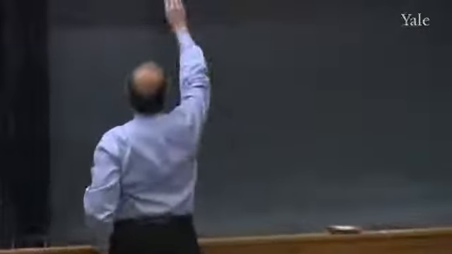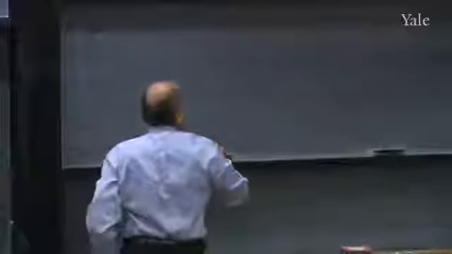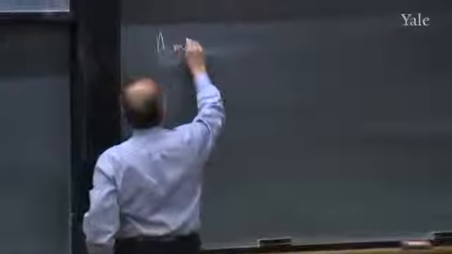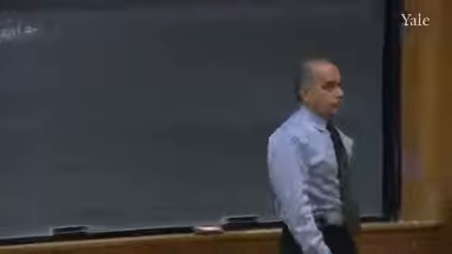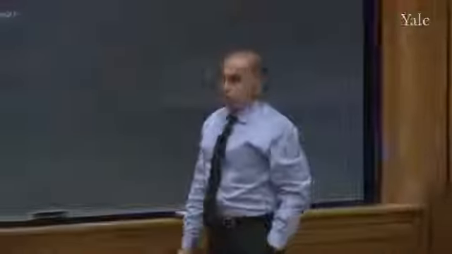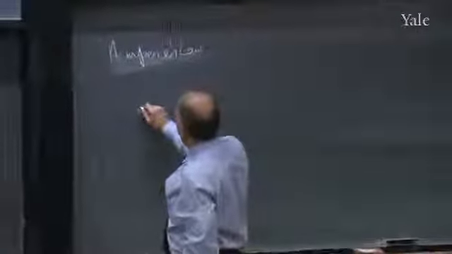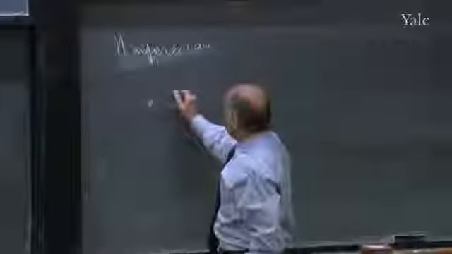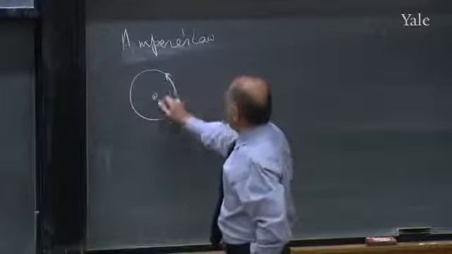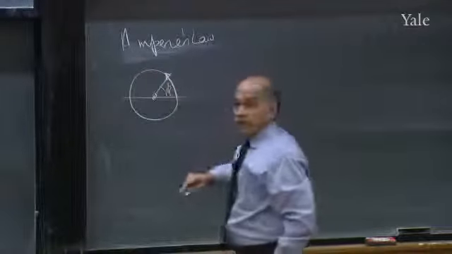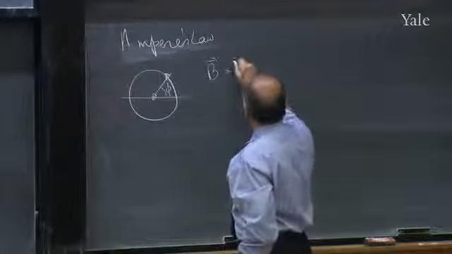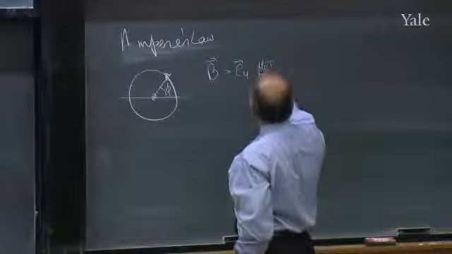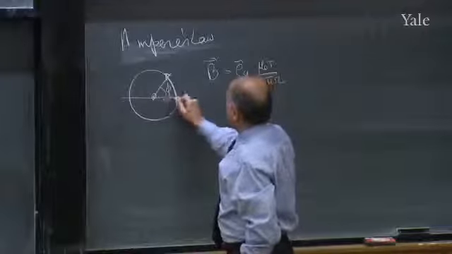All right, so now I'm going to do a very basic result called Ampere's law. Ampere's law says the following. Look at the current coming towards you. The field lines go like this. Let me call that angle phi. Then the magnetic field is a unit vector in the phi direction times mu 0 I divided by 2 pi r, where r is the distance.